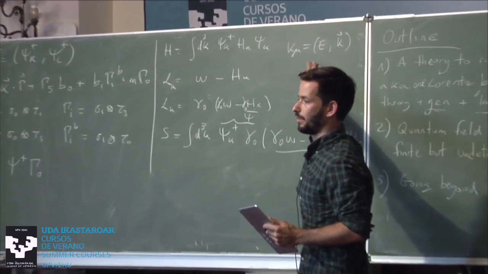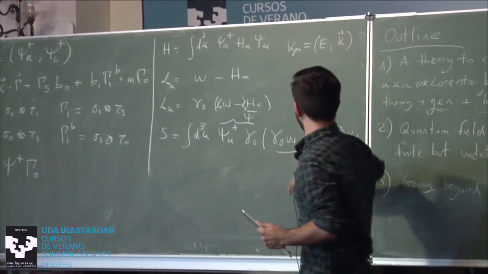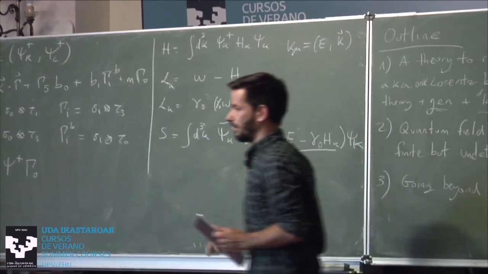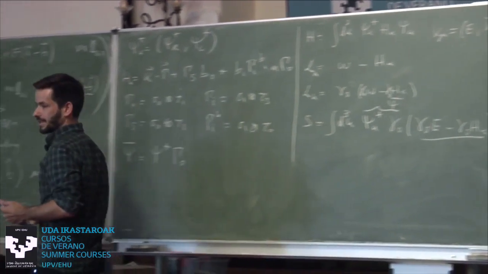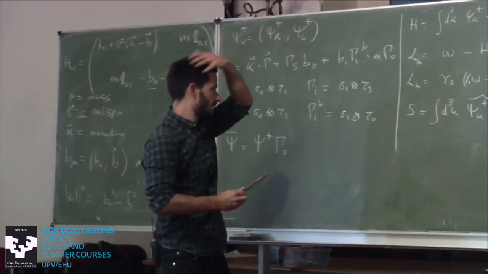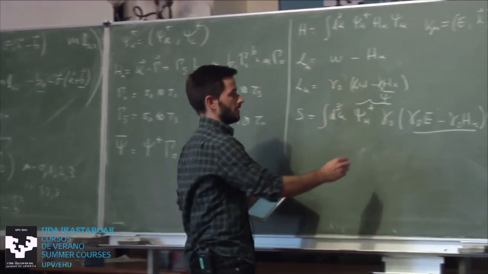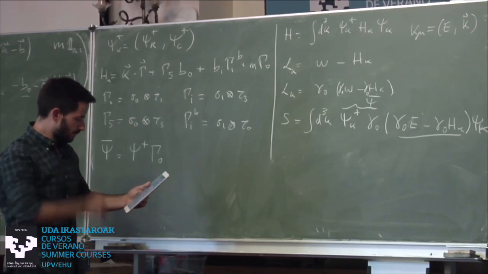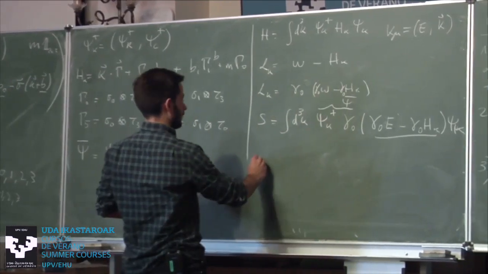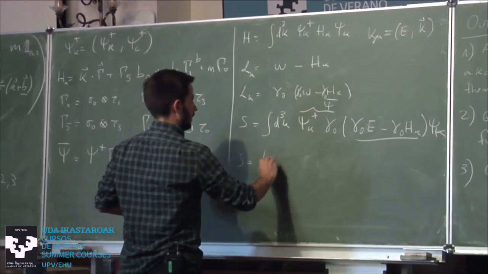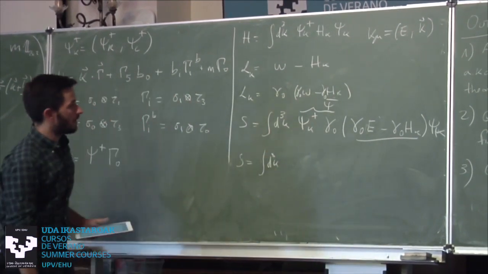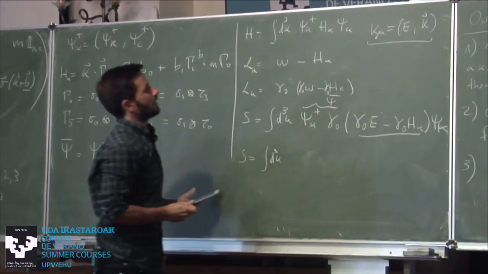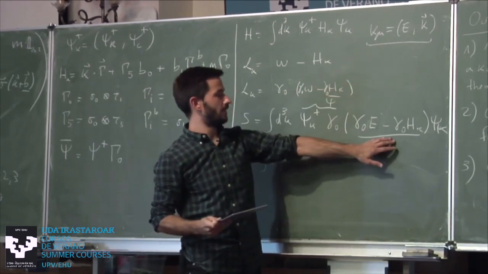I'm just writing a generalized momentum, incorporating the energy. Doing derivatives of this action will give you, essentially, the Schrodinger equation. But okay, so now I can use this compact notation to write this in a neater way.